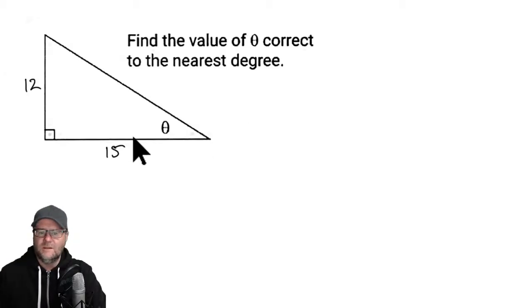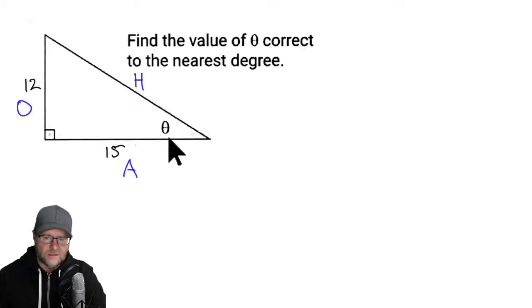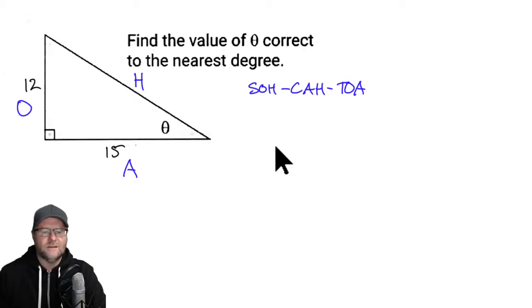Let's do the method. Label the sides. Hypotenuse. This is the side that's opposite the angle, and this is the adjacent. SOHCAHTOA. Write it out. Have a look. What don't I have? In this case, I don't have anything about the hypotenuse. So scratch the ones that have got an H in it.